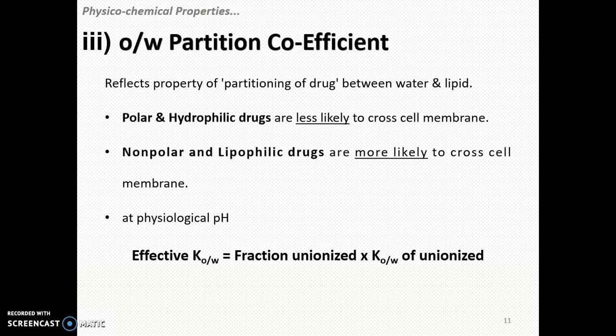In fact, the effective partition coefficient of a drug can be calculated by the given formula: the fraction unionized for the drug, multiplied by the partition coefficient of the unionized fraction of the drug at physiological pH.